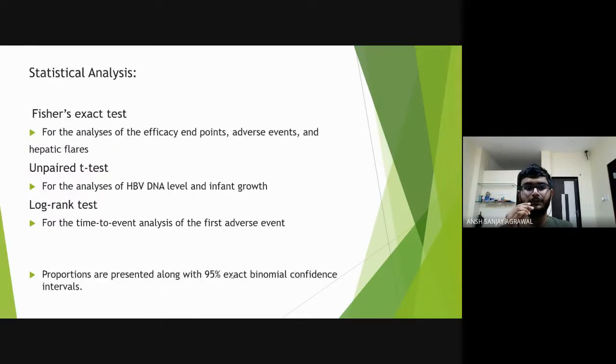Coming to the statistical analysis used, there were 3 types of tests used here. First one was the Fisher's exact test. So Fisher's exact test was used for the analysis of the efficacy endpoints, adverse events, and hepatic flares.